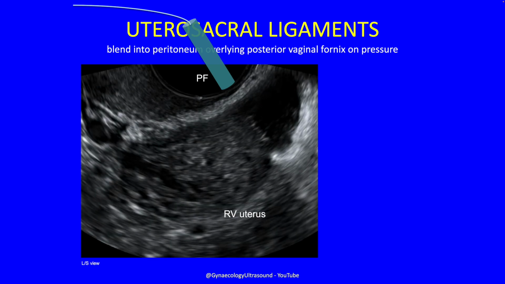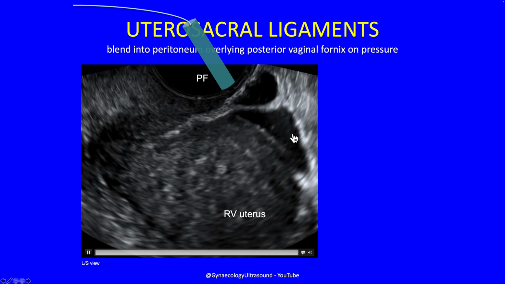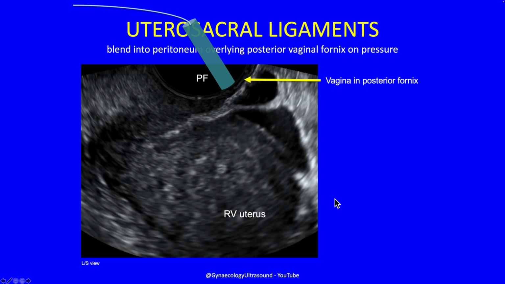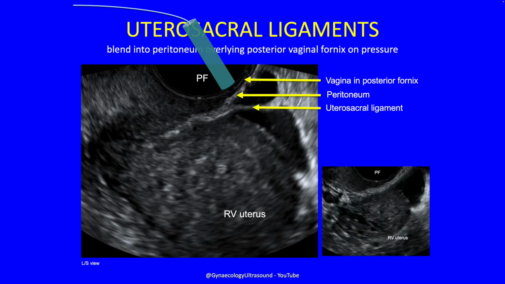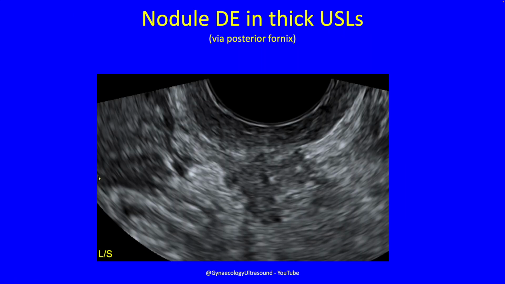Now you very rarely see a ligament like that. It's outlined by ovulation fluid, but you can get the point that that's vagina, peritoneum, and the uterosacral ligament. And when you press them together, there's your uterosacral ligament, and you can therefore, by looking at the tip of your probe, find nodules of deep endometriosis that you would not otherwise have seen.